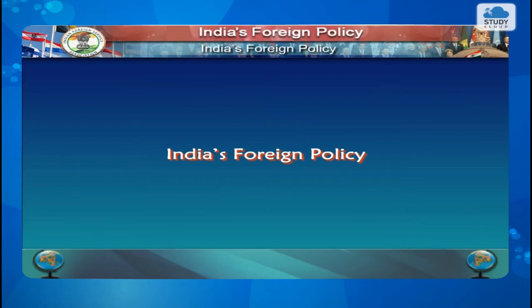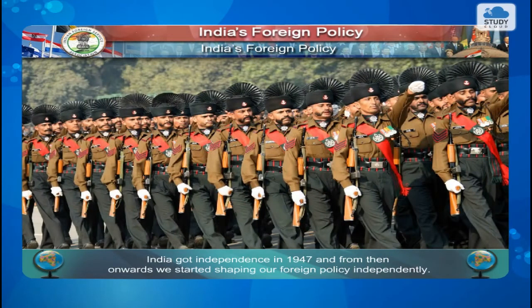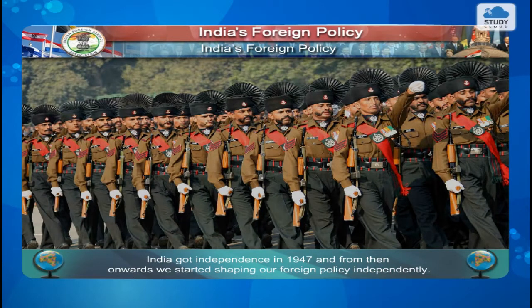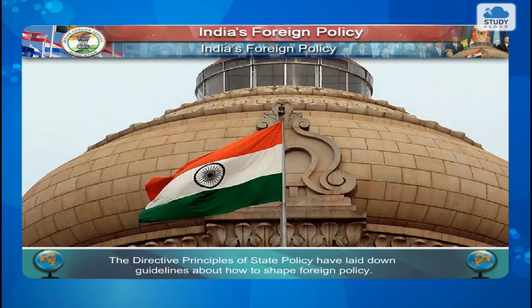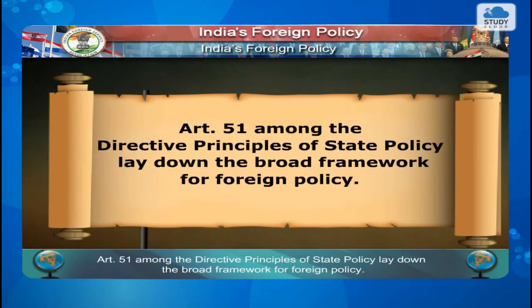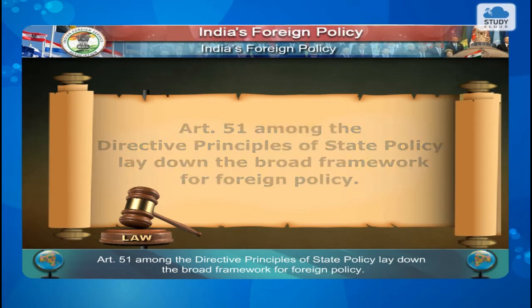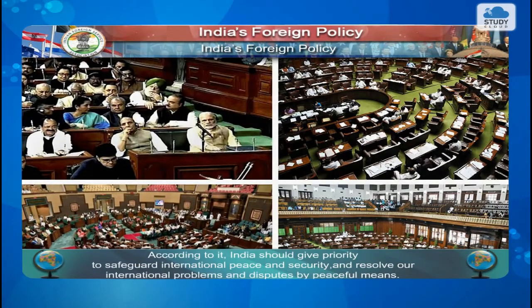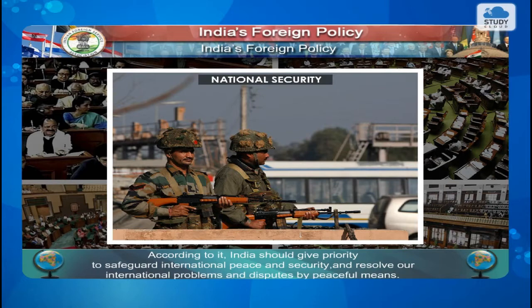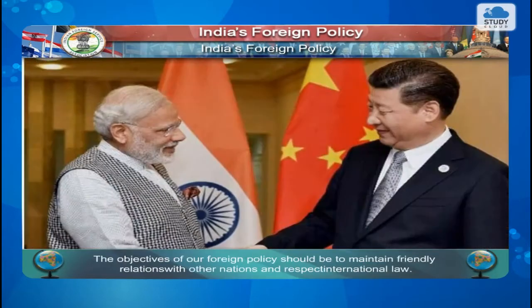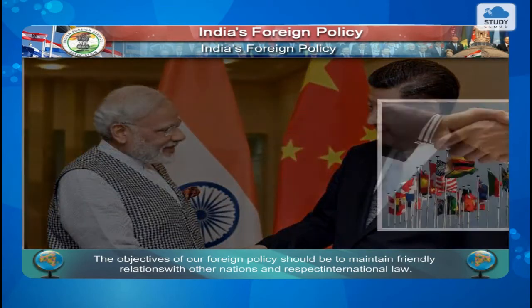India's foreign policy. India got independence in 1947, and from then onwards we started shaping our foreign policy independently. The directive principles of state policy have laid down guidelines about how to shape foreign policy. Article 51 among the directive principles of state policy lays down the broad framework for foreign policy. According to it, India should give priority to safeguard international peace and security and resolve our international problems and disputes by peaceful means. The objectives of our foreign policy should be to maintain friendly relations with other nations and respect international law.